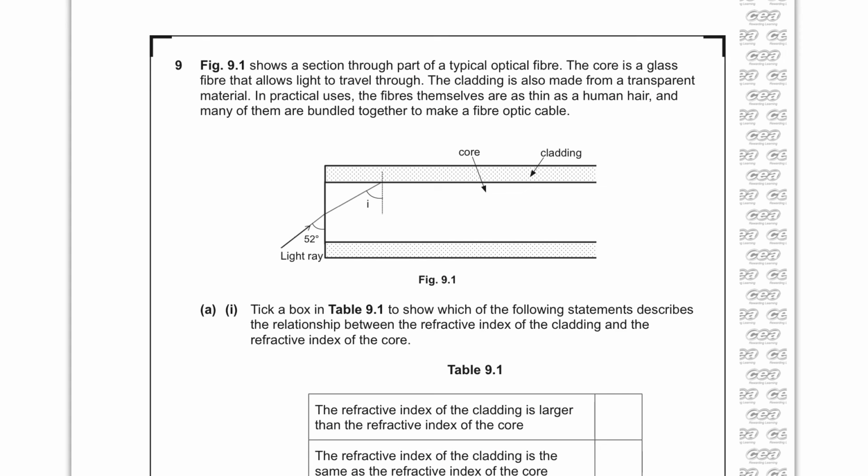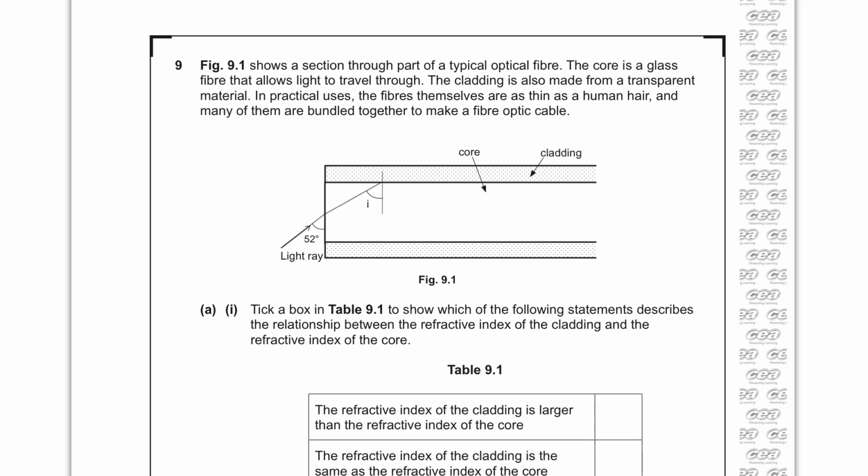So here we have an optical fiber question. Figure 9.1 shows a section through part of a typical optical fiber. The core is glass fiber that allows light to travel through. The cladding is also made from a transparent material. In practical uses, the fibers themselves are as thin as a human hair, and many of them are bundled together to make a fiber optic cable.